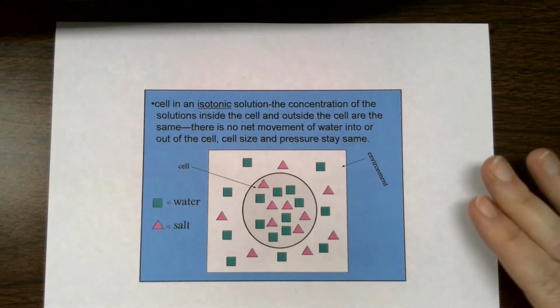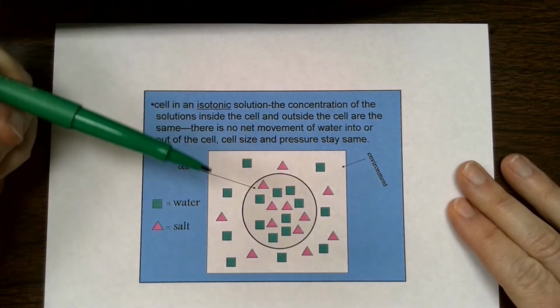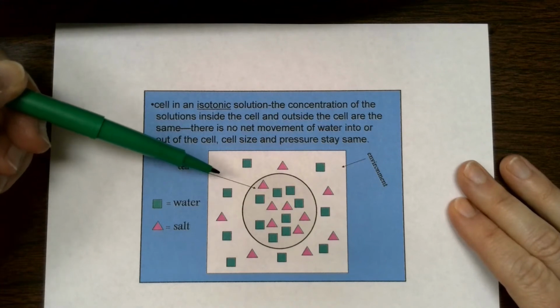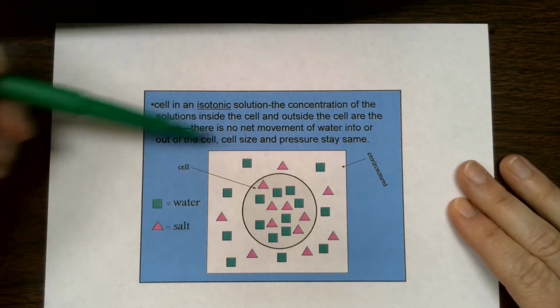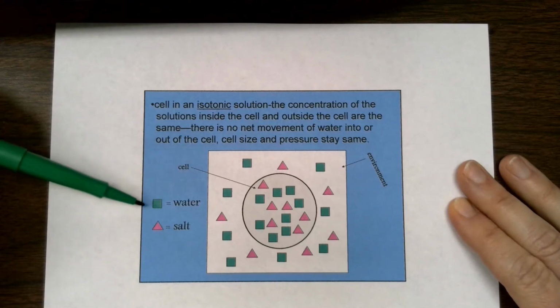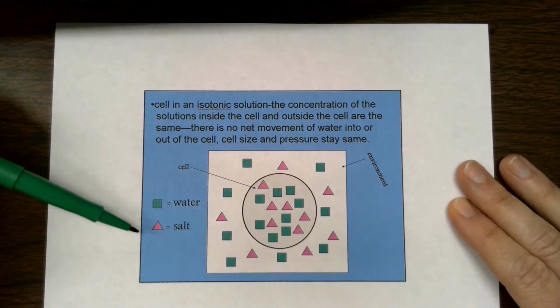If a cell is in an environment that's isotonic to the inside of the cell, this is the generalized picture we're going to start with to determine what's going to happen as a result. Inside the circle is the cell, and outside the circle is the environment. Water is going to be these green squares, and salt is going to be these pink triangles.